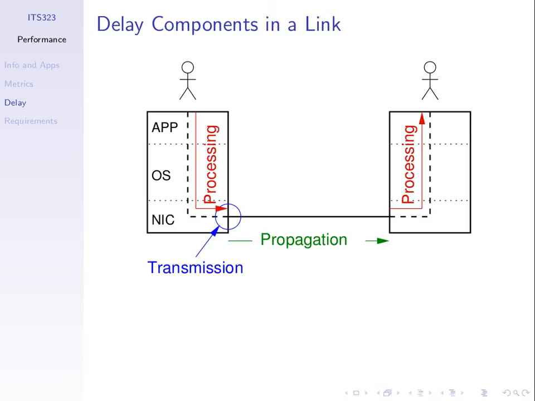It's received by the computer and processed similar to at the source computer. The NIC, the network interface card, operating system and application must do some processing. That takes time. So the delay from human to human, one way, is the summation of those components. The processing in the source device, plus the transmission onto the link, plus the propagation across the link, plus the processing. So if we can find the components, we can find the total delay.